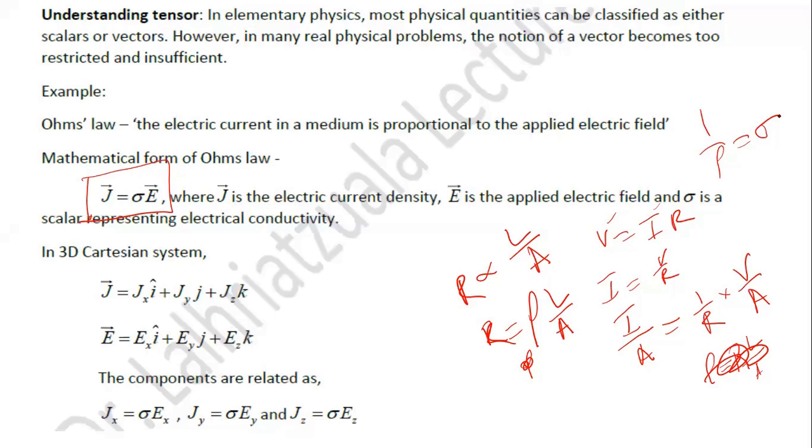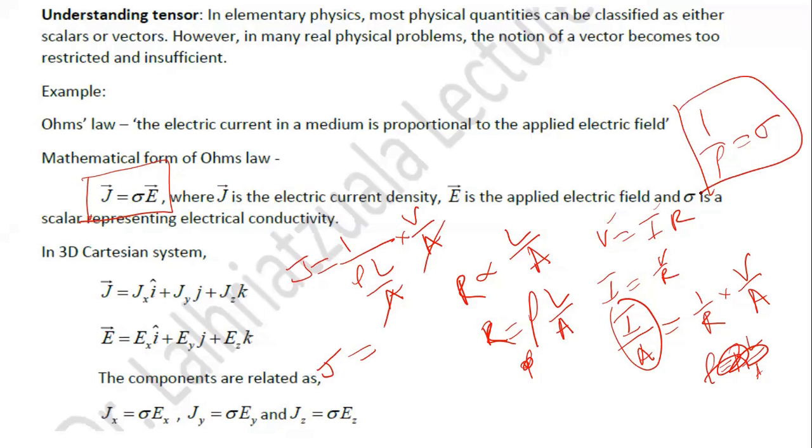So if you continue that here, I upon A is your current density called J, and R is rho L upon A, and V upon A is there, so A and A will cancel out. So J is equal to 1 upon rho, which is known as the conductivity. Reciprocal of resistivity is conductivity, sigma. Applied voltage upon length is the electric field.